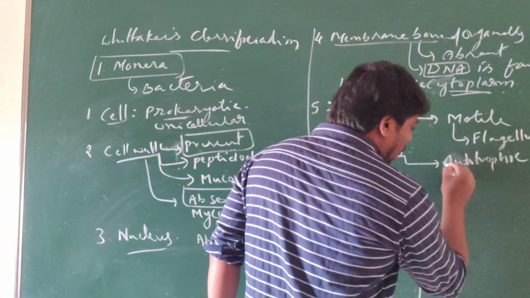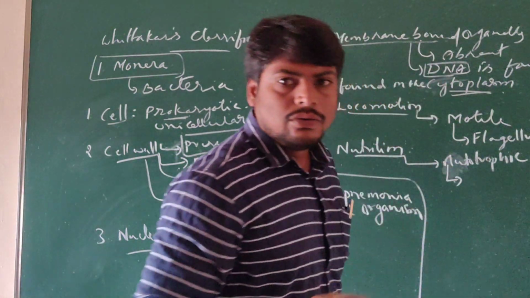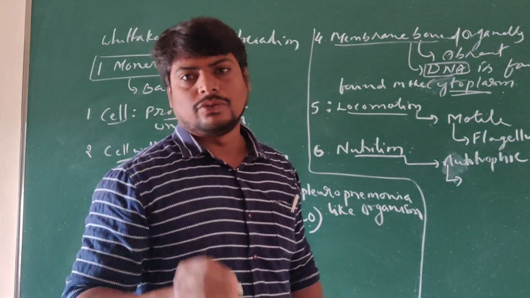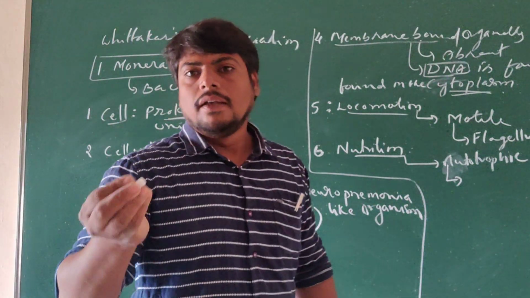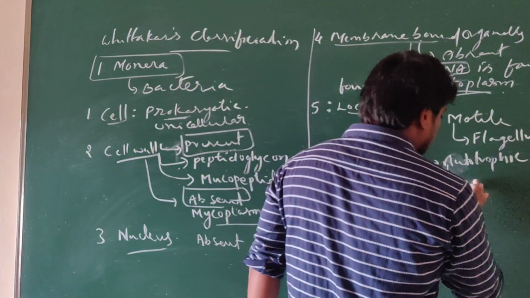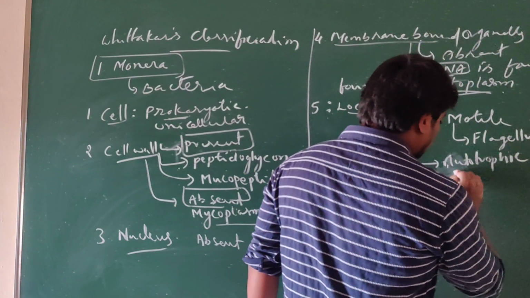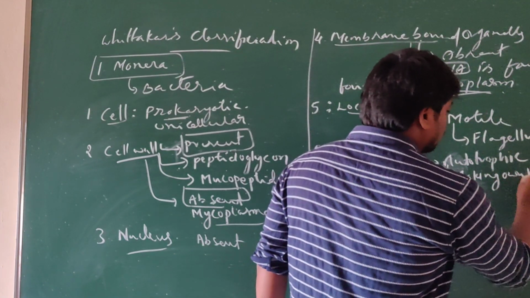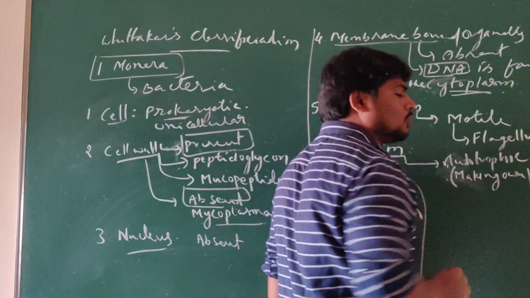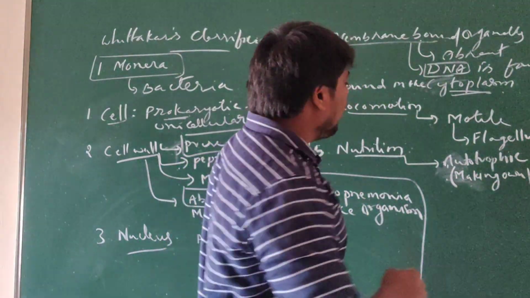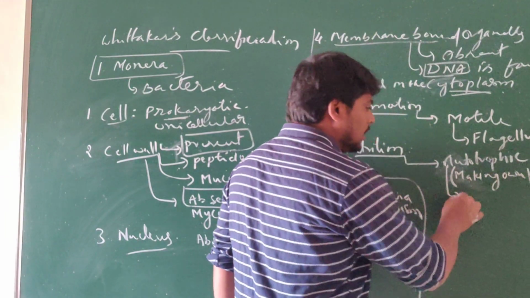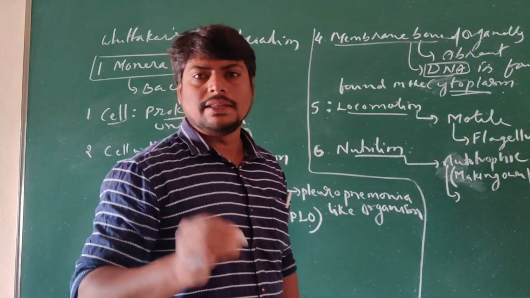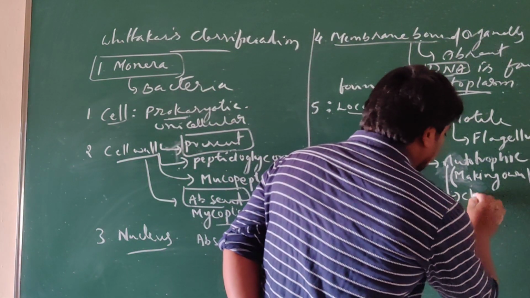If they are following the autotrophic mode of nutrition, they use chemical substances as the source of energy to make their own food. So autotroph means what? As we know, they make their own food. Autotrophism means preparing their own food. Under the autotrophic mode of nutrition, they use chemicals as a source of energy. What is the source of energy? Chemicals.